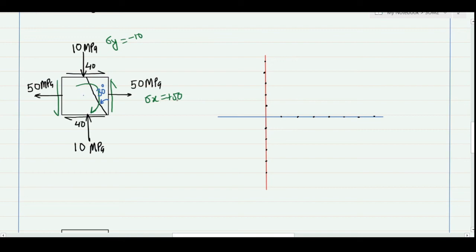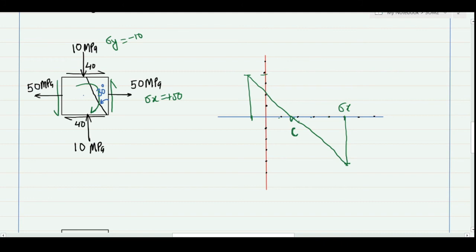As I am having sigma x plus 50, let's mark 10, 20, 30, 40, 50. So this is my sigma x, and my sigma y is minus 10, so it will be somewhere here. Then for the top surface, my shear is clockwise, so I am going to make a line in the vertical direction of magnitude 40. Here I will have a line in the downward direction of magnitude 40. And I will join these two lines. I will find the center of the Mohr circle.